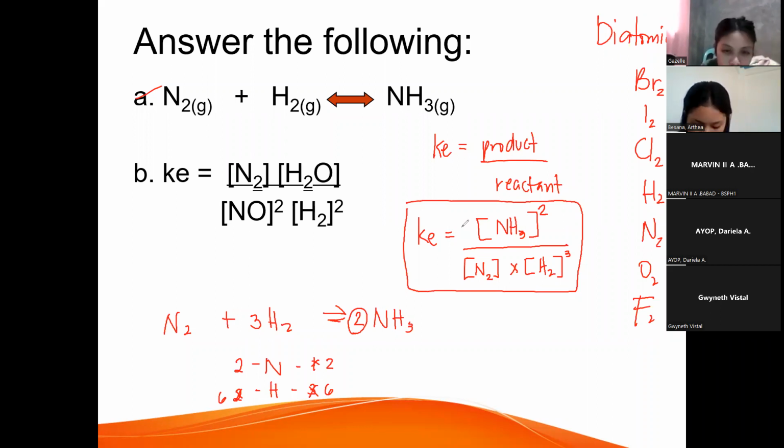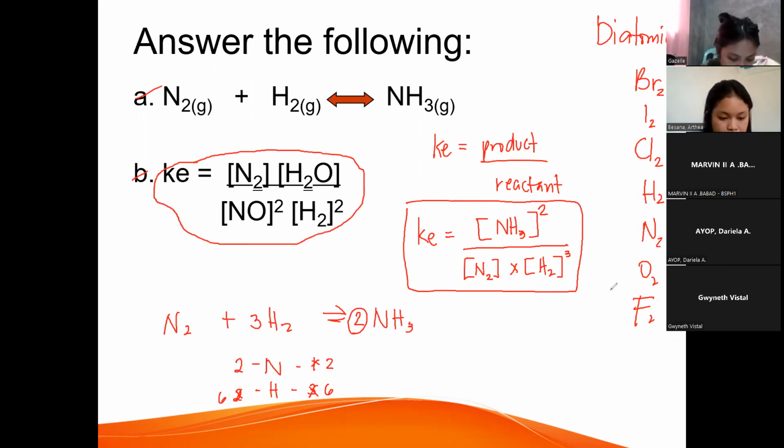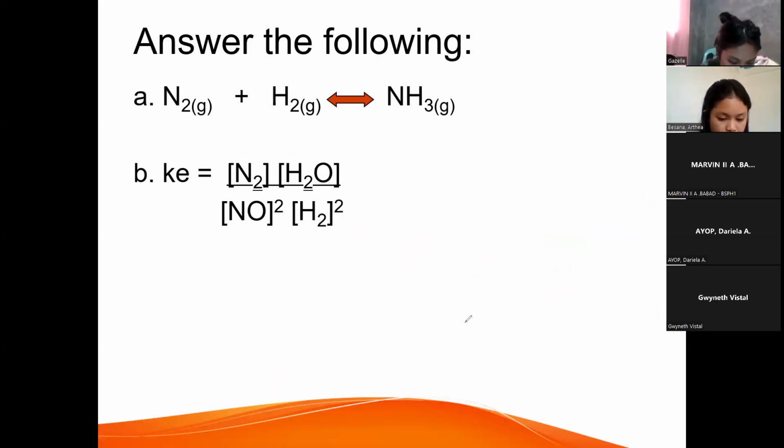Baka may gusto kayong i-clarify. Wala. Sige. So let's have this one. There are cases, class, that ito yung given: the computation of the chemical equilibrium constant. And ang kailangan nating gawin is to write the chemical equation.